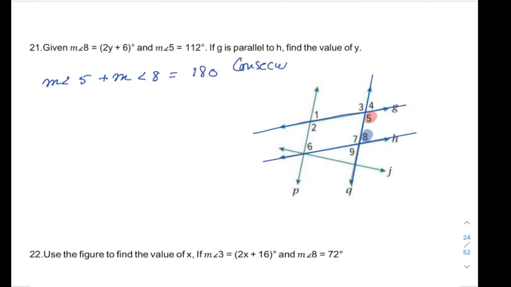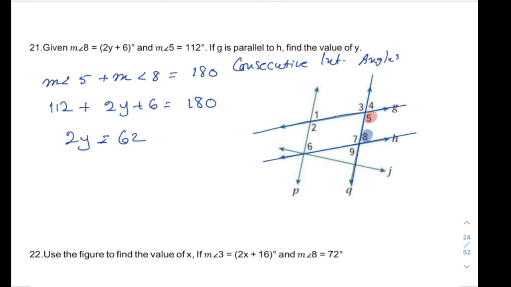Consecutive interior angles. And that means we will replace. So measure of angle 5 is 112, measure of angle 8 is 2y plus 6, the sum is 180, and you will solve. After simplifying, y is 31.